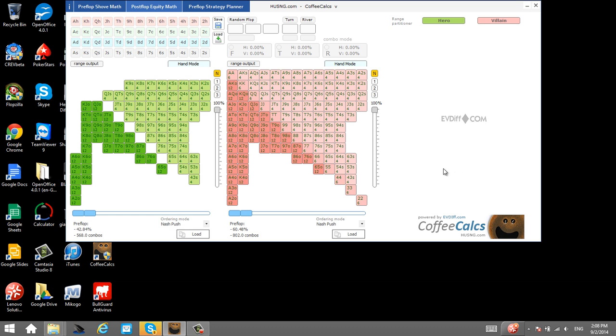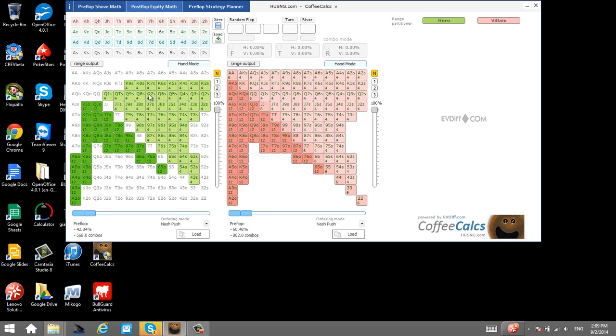The first thing to notice is that there are two sections for preflop ranges. CoffeeCalcs allows you to do range versus range situations. Postflop, you really want to take into account both your range and your opponent's range when making decisions, and this is why we have two sections. One is for hero and one is for villain, and you put preflop ranges on both players.